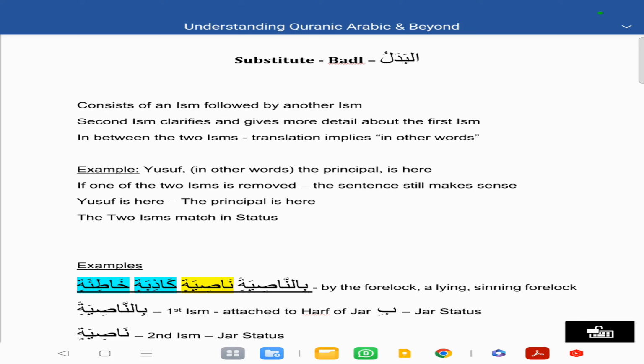So an example here is "Yusuf, [in other words] the principle is here." If one of the two isms is removed, the sentence still makes sense. So if you remove the principle, "Yusuf is here" still makes sense. Or if you remove Yusuf, then we can say "the principle is here," and that still makes sense. So the two isms match in status.